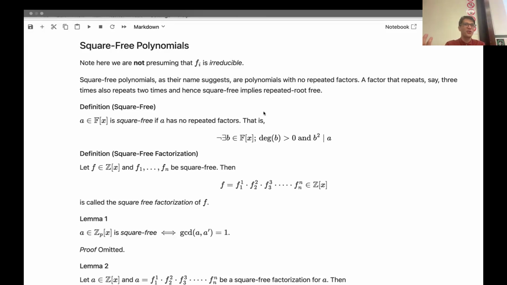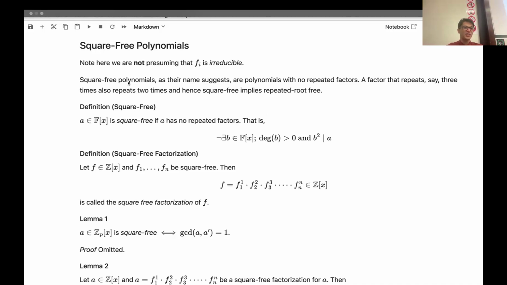Okay, so I'm saying a square-free polynomial doesn't have squares in it, which means it also doesn't have cubes or fourths or fifths, right? Saying the polynomial lacks any squares is actually a statement saying that the only exponents it has are ones. Does that make sense? I know it's confusing. Anyway, to be square free also means you have no repeated factors. So square free polynomials, as their name suggests, are polynomials with no repeated factors. A factor that repeats 3 times also repeats 2 times. So that's why we're saying square free, because it implies cube free and quartic free and so on and so forth.